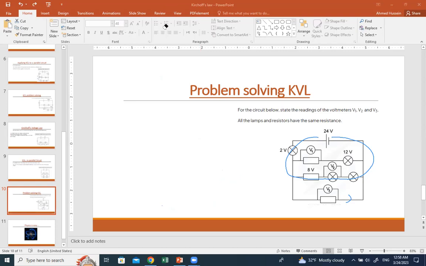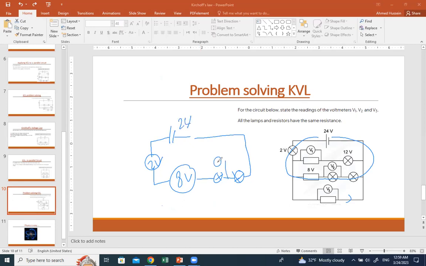So in the second loop, let's draw it. We have 24 volts, and we have 2 volts, the same, no change, and then an 8-volt drop here, and V2 with 2 bulbs. It's important: we don't know the voltage or the resistance, but we just know that they are equal. V2 is just the voltage across one bulb, but we have 2 bulbs and that will be taken into account.